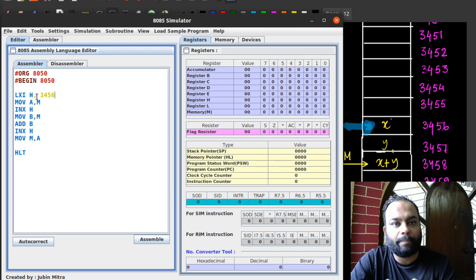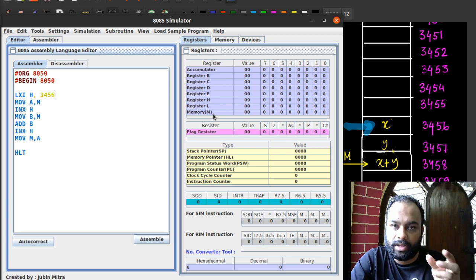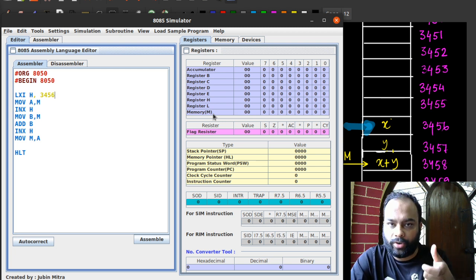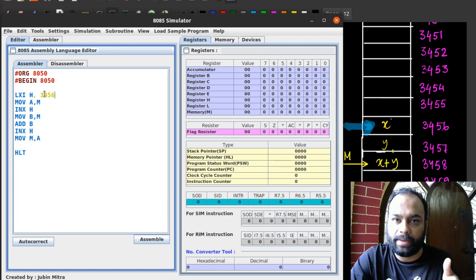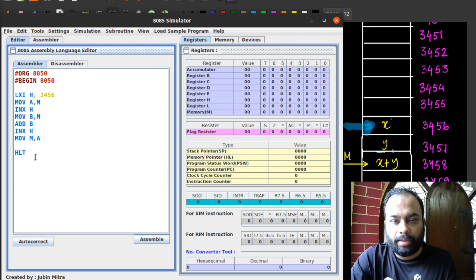Now the HL register pair will have a value of 3456. M is the memory pointer, and all the registers can be seen here. The responsibility of this memory pointer is to track what data we have stored in the memory location pointed to by the HL register pair. We have talked about this a lot right now. But where is the data?